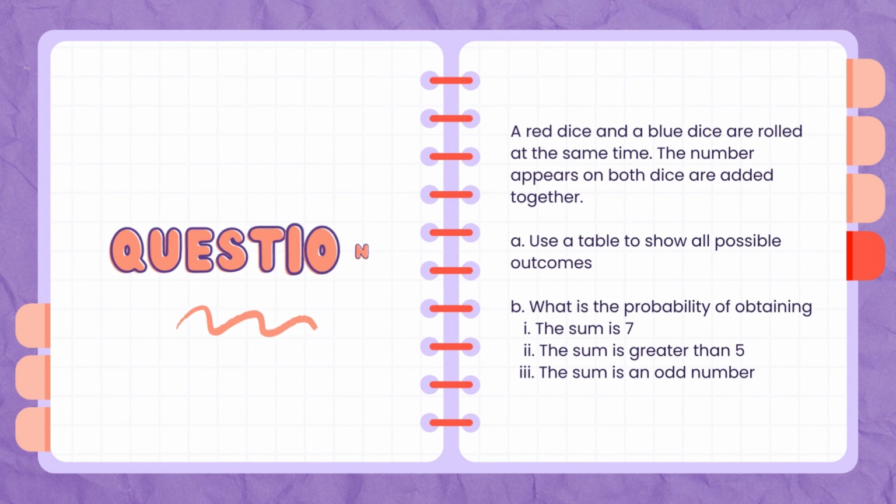Alright, first I will read the following question. A red dice and a blue dice are rolled at the same time. The number of pairs on both dice are added together. A. Use a table to show all possible outcomes. B. What is the probability of obtaining: 1. The sum is 7. 2. The sum is greater than 5. And 3. The sum is an odd number.